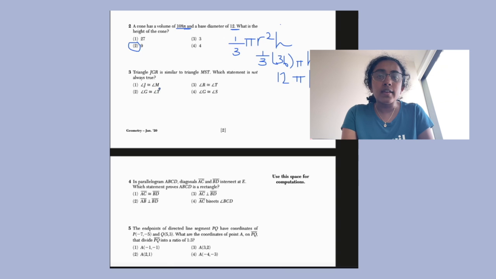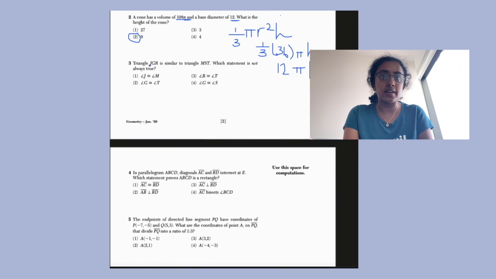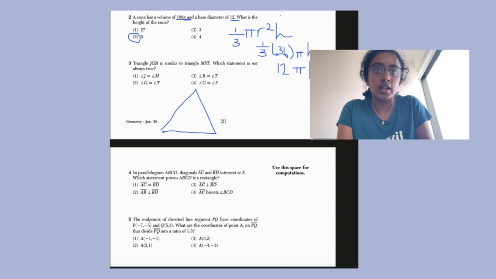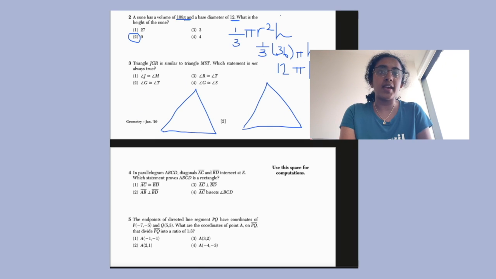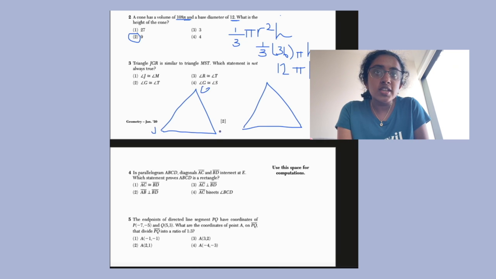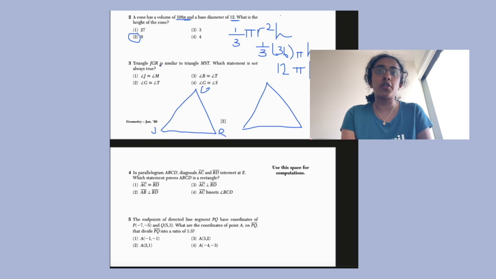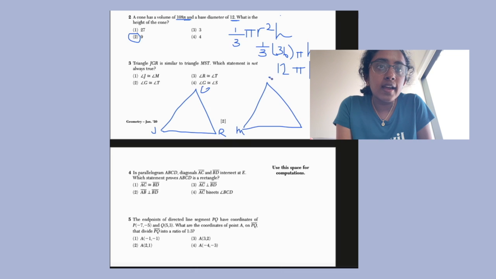Now we're moving on to the next question here. Triangle JGR is similar to triangle MST. Which statement is not always true? Okay, let's draw out this triangle, shall we? For my sake, I'm just gonna make the triangles the same kind of size. So we have JGR. Normally, whenever you have triangles, you're supposed to draw them in the order of the angles. So if it's JGR, you have to draw J first, then G, then R, making sure it goes in that order.